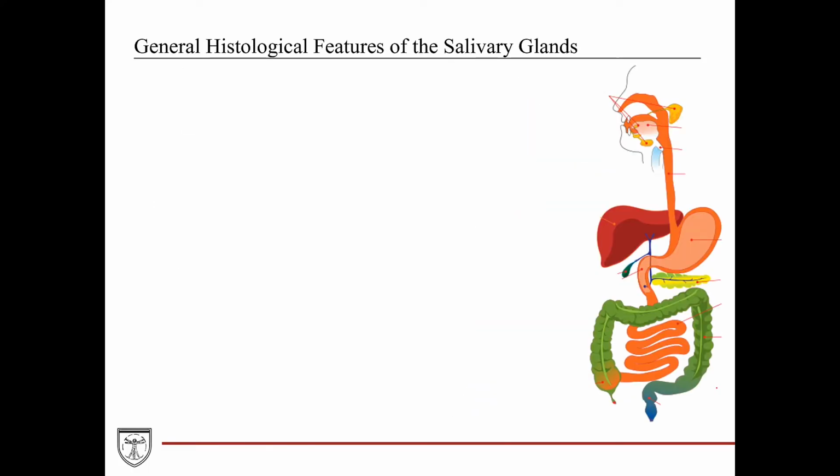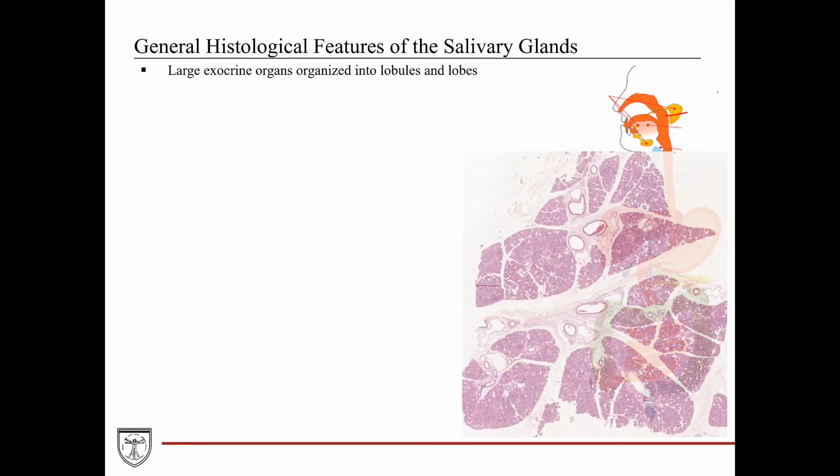For salivary glands, across the three pairs, there are some general histological features that are shared. So let's discuss them first. These are all large exocrine organs organized into lobules and lobes. So if we were to take a cross-section through one of these organs and look at the histology, we'll see smaller bunches of secretory units organized into the lobules, a number of which form a bigger lobe.